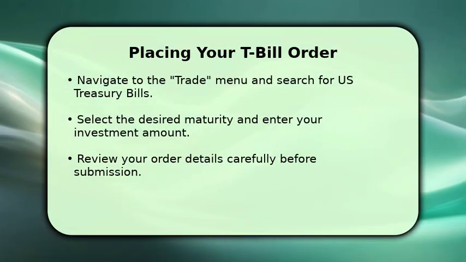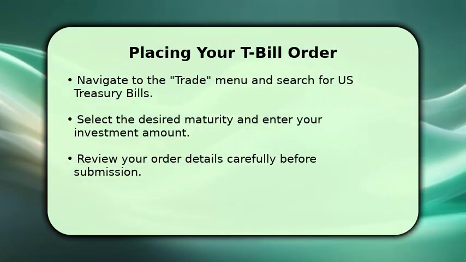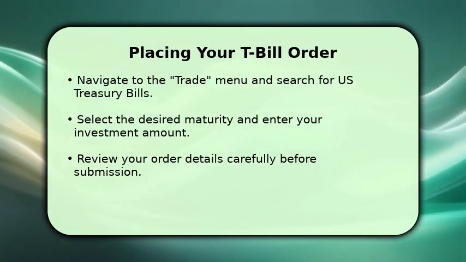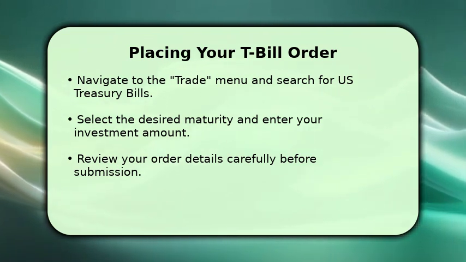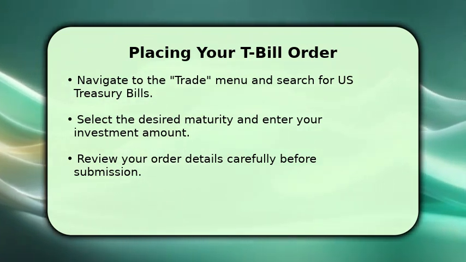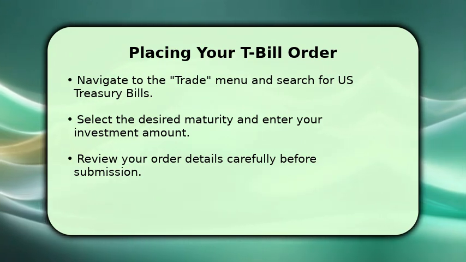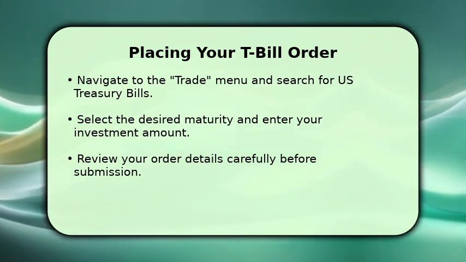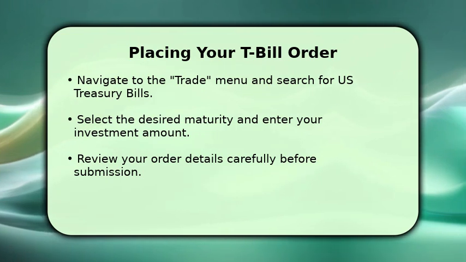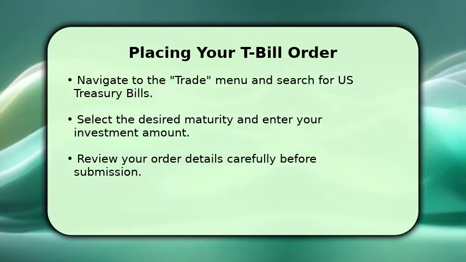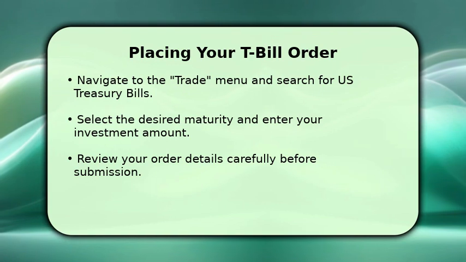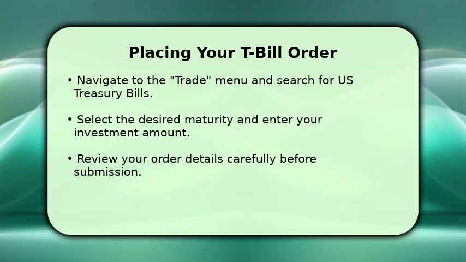Once your account is funded, you're ready to place your T-bill order. Go to the Trade menu within the Interactive Brokers platform and search for US Treasury bills. You'll then select the specific maturity date that aligns with your investment goals. Enter the amount you wish to invest, keeping in mind the minimum purchase requirements. Always take a moment to thoroughly review all your order details before submitting to ensure accuracy.